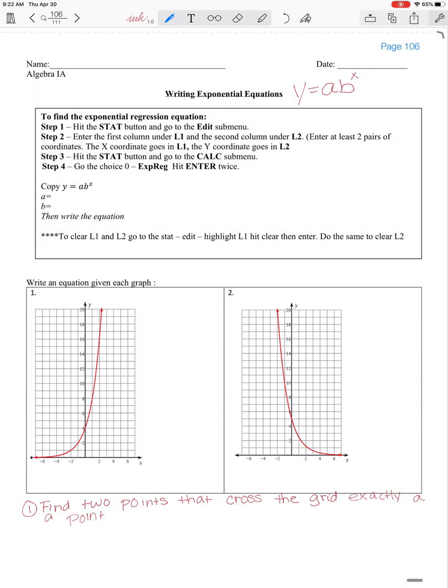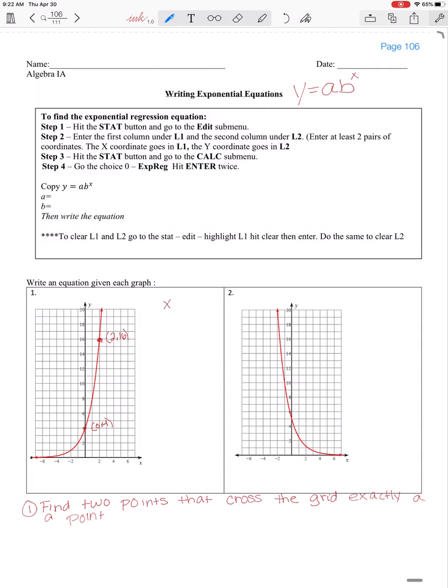If we take a look at number 1, we see we have 0, 4, and we have 2, 16. As long as you pick 2 points that cross exactly on the grid, you will get the same answer. So if you chose, let's say, 1, 8, that's fine too. You're going to get the same answer as me.